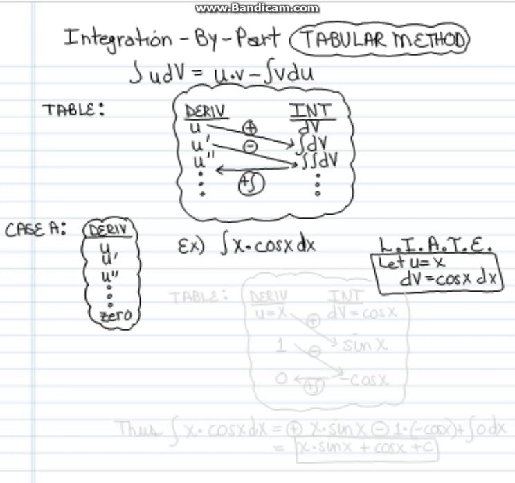Now we'll make a table. We get our two columns, the derivative column, the integral column. In the derivative column, we let u equal x. In the integral, we let dv equal the cosine of x. Don't write dx, just cosine x is fine. Now, right below that, the derivative, u prime, is going to be 1. And then down below that, the derivative of 1 is 0. So you see how the derivative column went to 0.